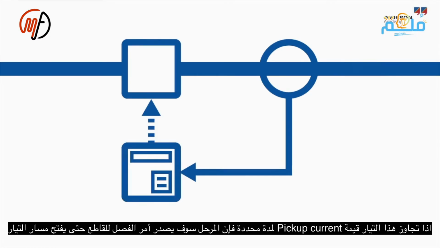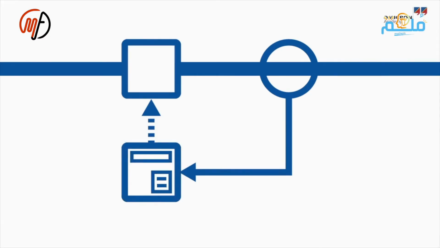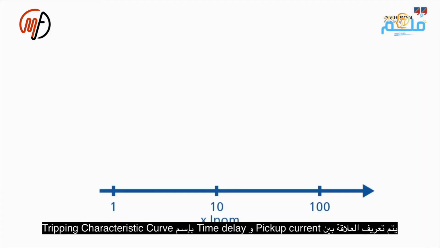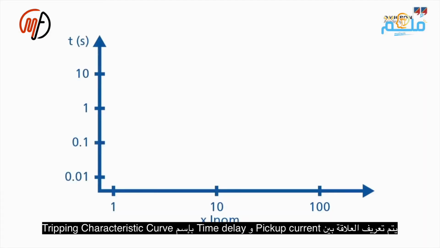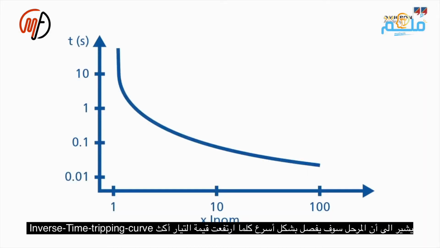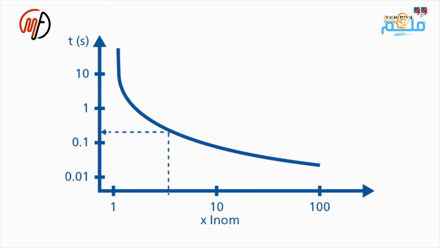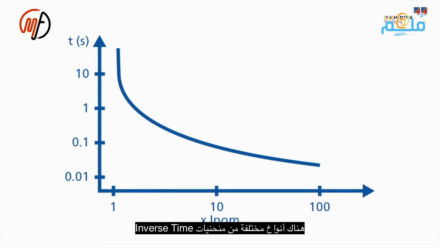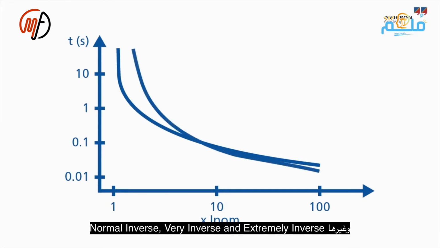The relationship between the pickup current and delay time is defined by the tripping characteristic curve. Essentially, the relay will trip increasingly faster as the overcurrent increases, meaning the relay will trip more quickly with higher overcurrent. There are different types of inverse time curves, such as long time inverse, normal inverse, very inverse, and extremely inverse.